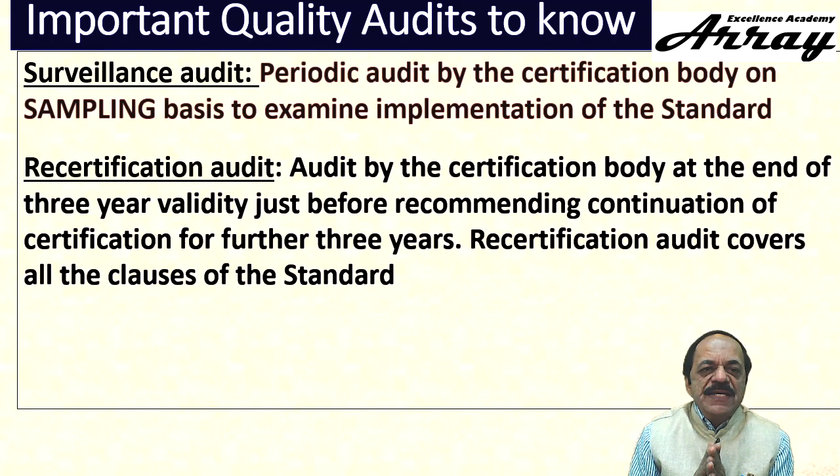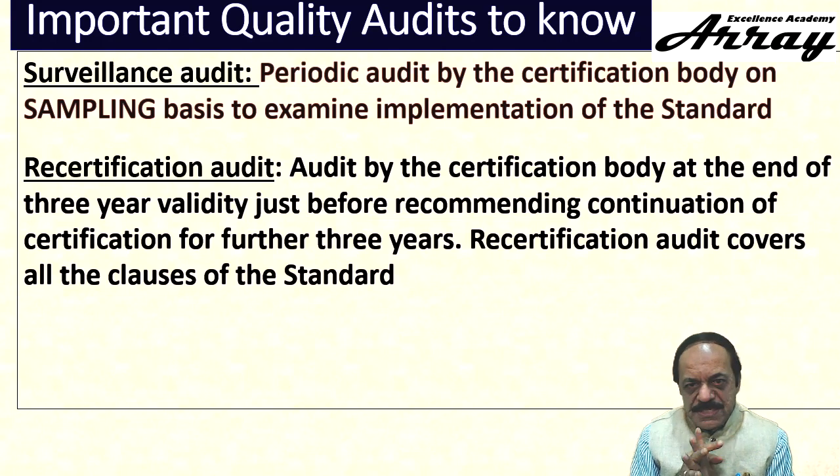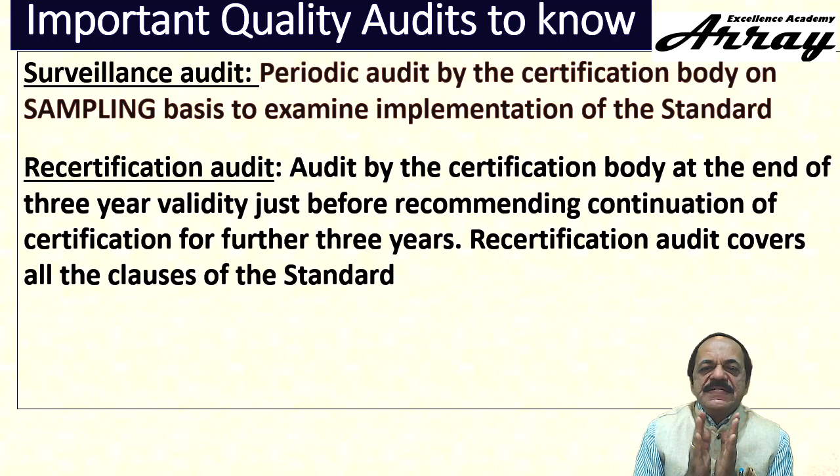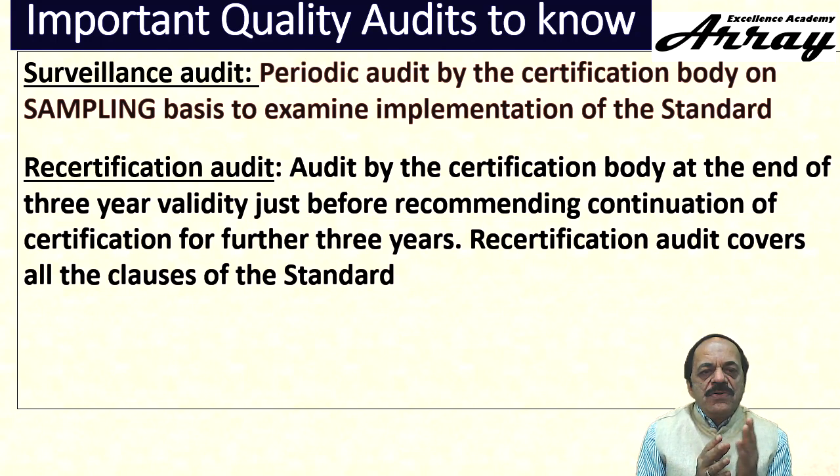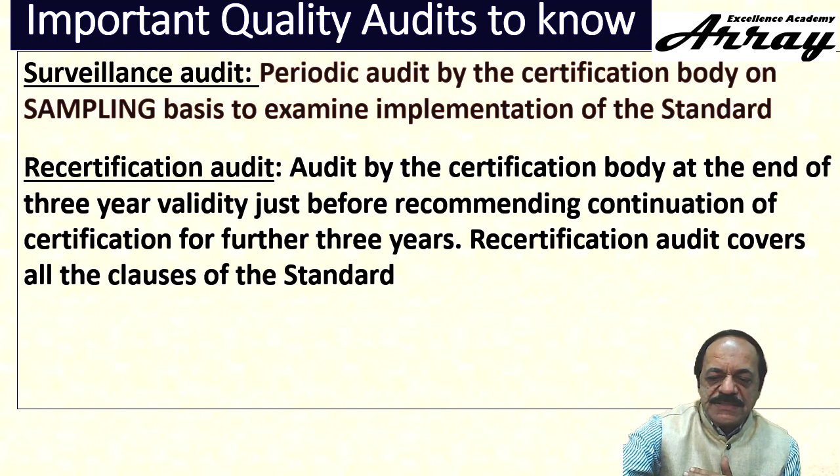Recertification audit happens at the end of the 3rd year when the validity is about to expire for the awarded certificate. It is audited by the certification body at the end of the 3-year validity, just before recommending continuation of certification. And again, if the certification is done, it is valid for a further 3 years. Again, remember, recertification audit covers all the clauses of the standard, say in ISO, clause number 4 to clause number 10. All the requirements given in the main clauses are actually audited during recertification audit, whereas it is done only on a sampling basis in a surveillance audit.